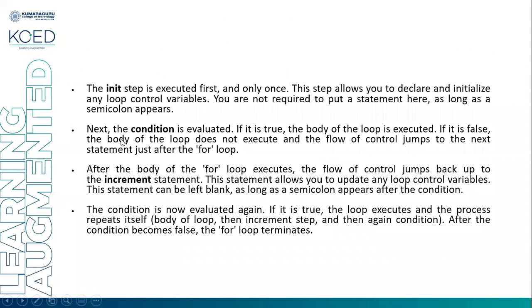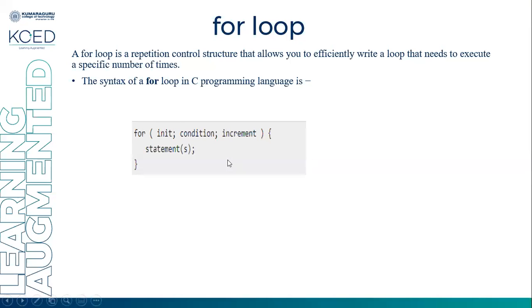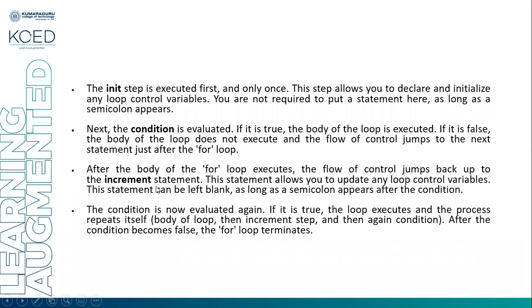Then second, the condition is evaluated. If it is true, the body of the loop is executed. If it is false, the body of the loop does not execute and the flow of control jumps to the next statement just after the for loop. If this condition is true, what will happen? The control will execute the set of statements in the body of the loop. This is the loop header, and the open and close curly braces contain the body of the loop. If the condition is false, the control flow jumps to the next statement after the for loop.